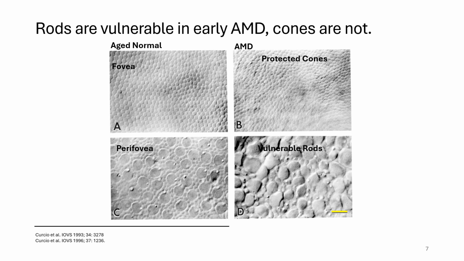During the early progression of AMD, we know from Christine's work that rods are vulnerable in early and intermediate AMD, but cones are not vulnerable. In end-stage AMD, the cones degenerate. The last surviving photoreceptors, though, in end-stage AMD in the macula are largely cones.